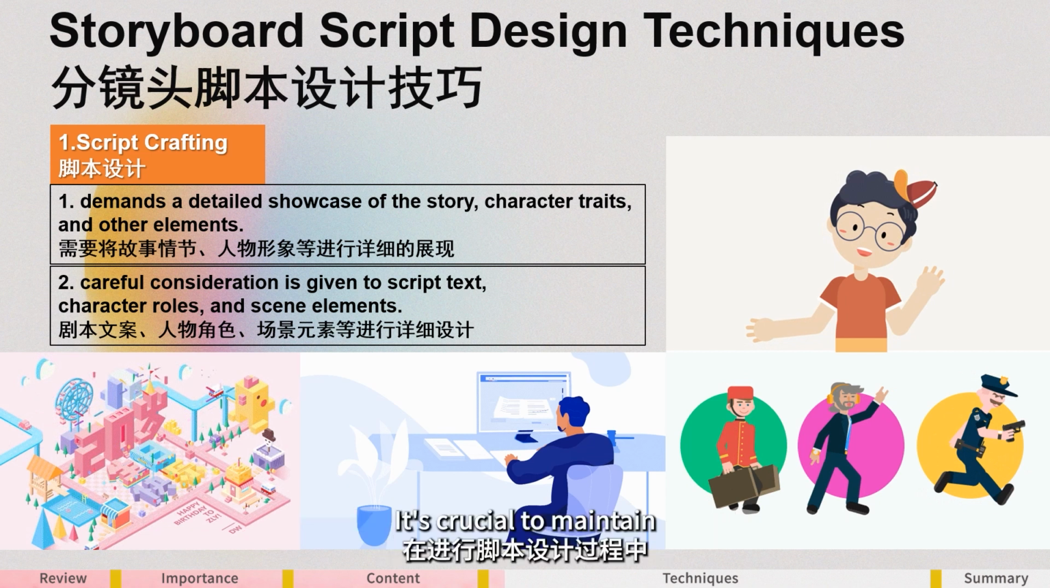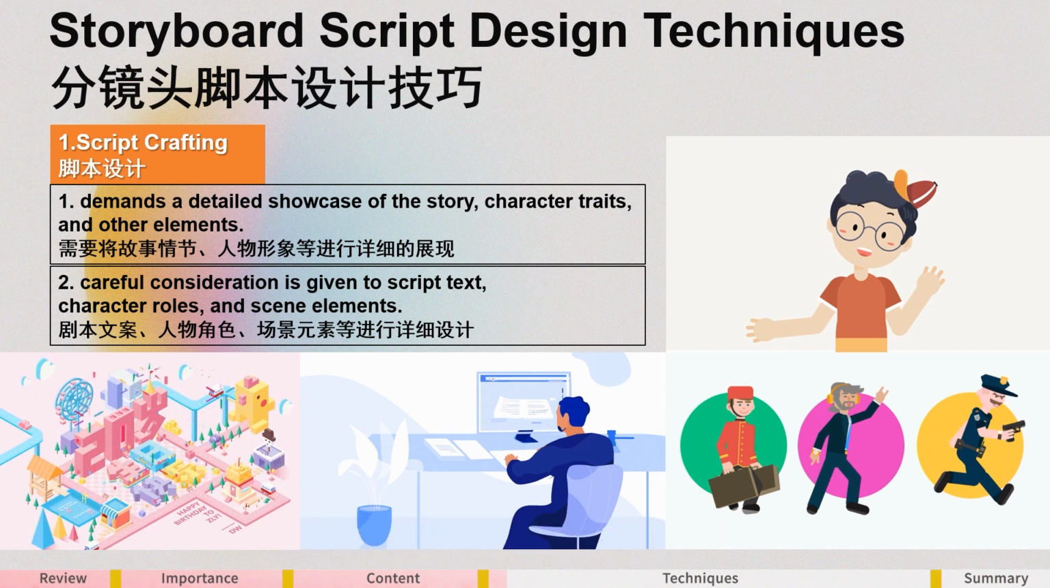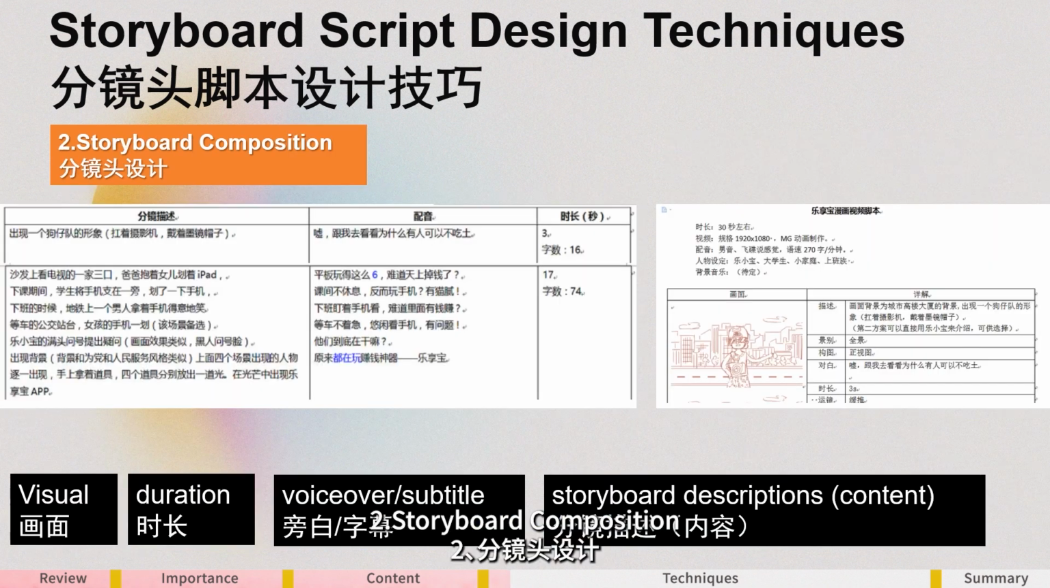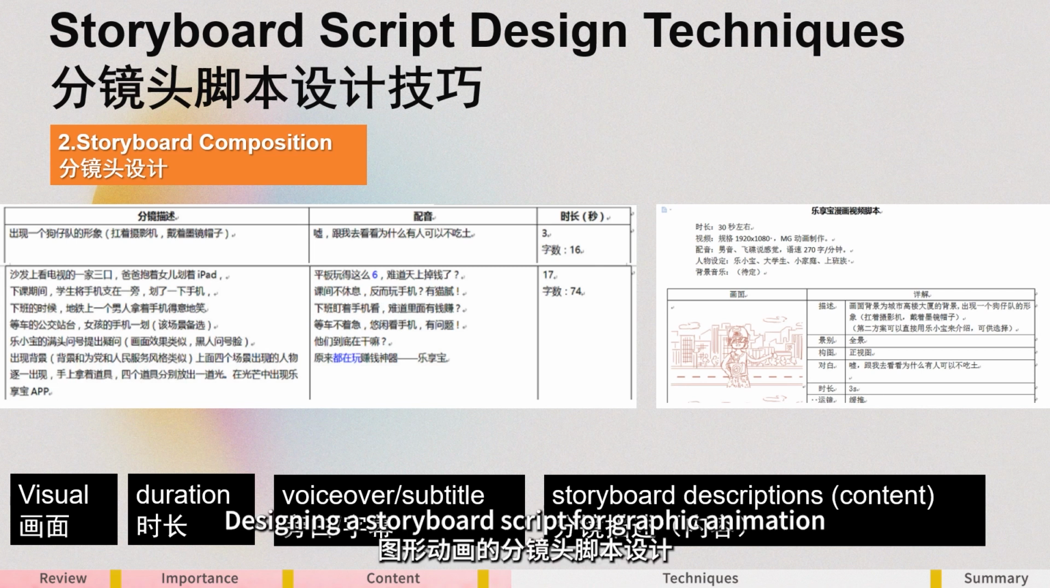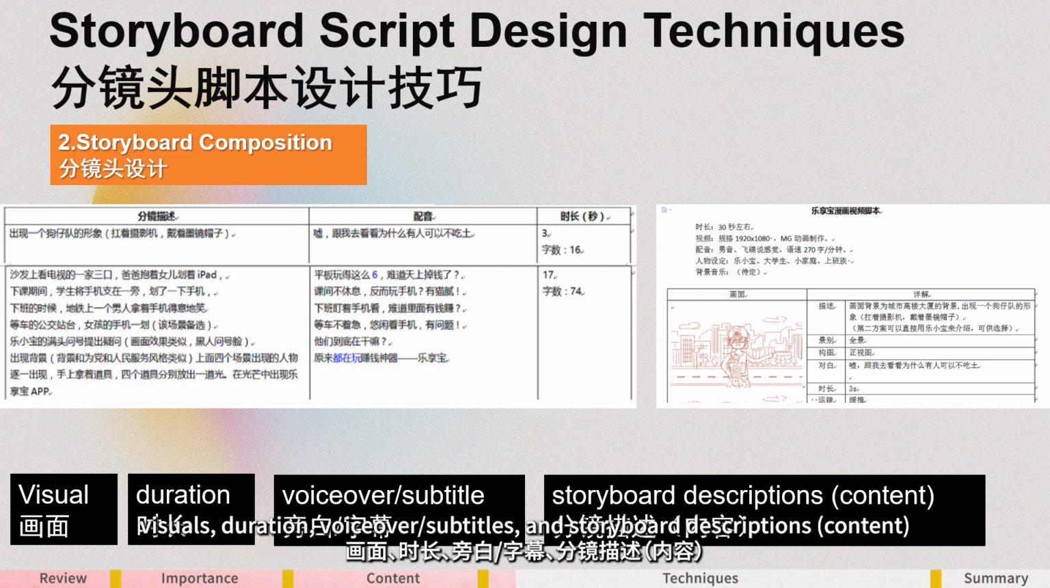It's crucial to maintain the cohesiveness of visuals and narration, vividly presenting character images, actions, and plot details. Second, storyboard composition. Designing a storyboard script for graphic animation typically covers four aspects: visuals, duration, voiceover or subtitles, and storyboard descriptions, which means the content.